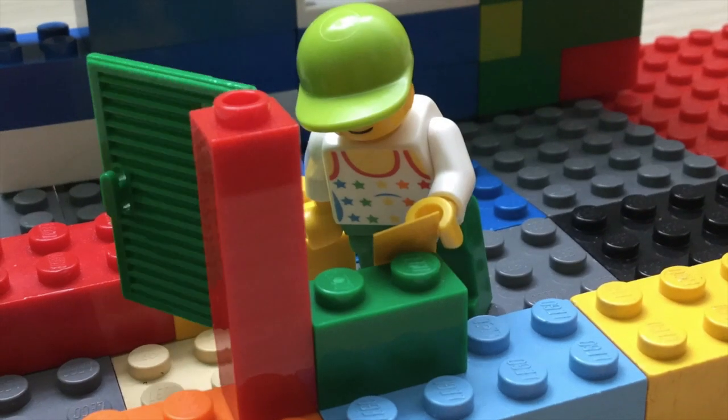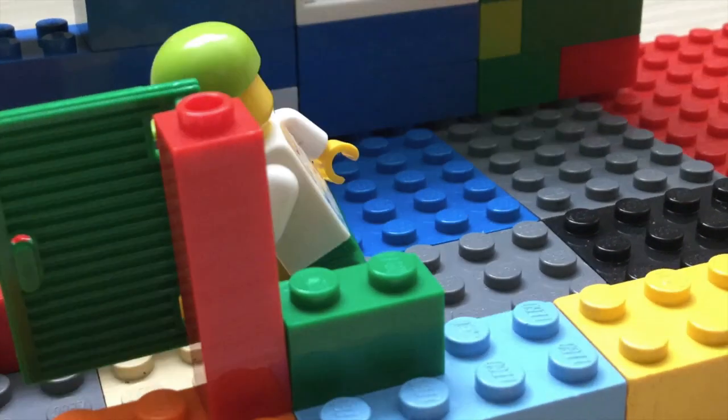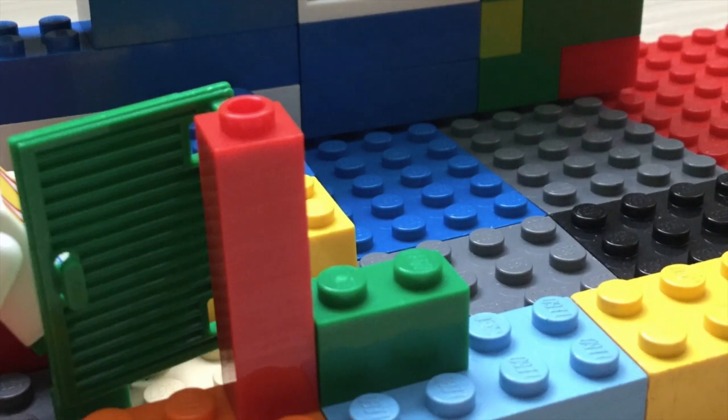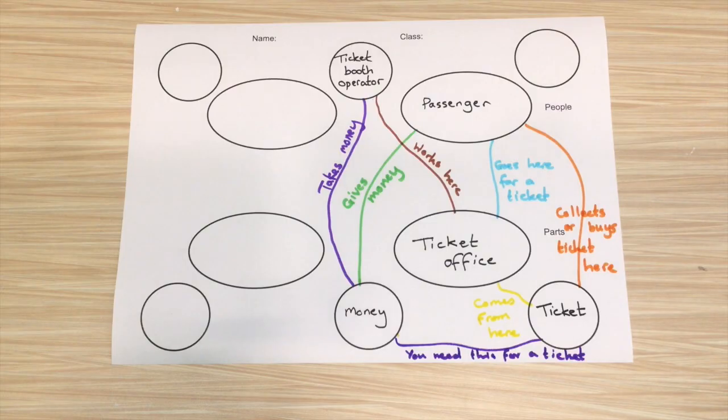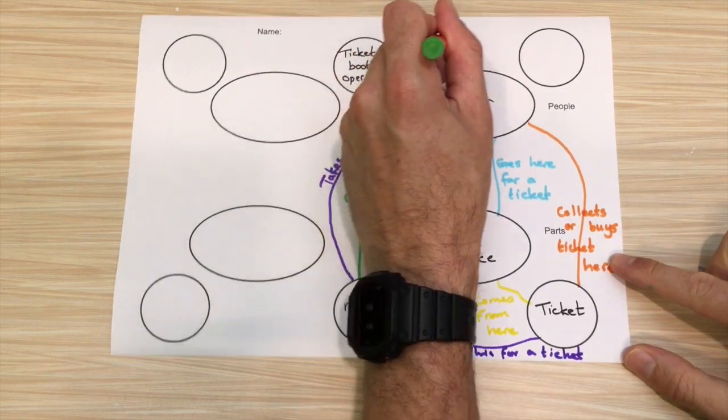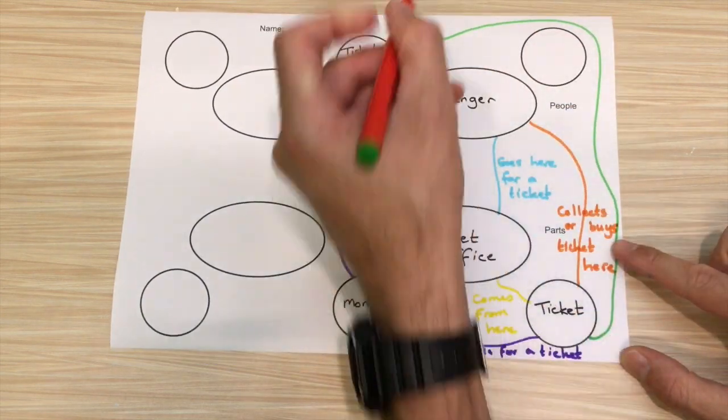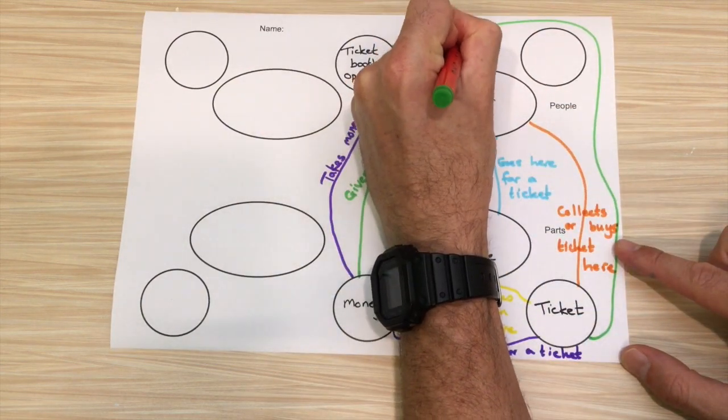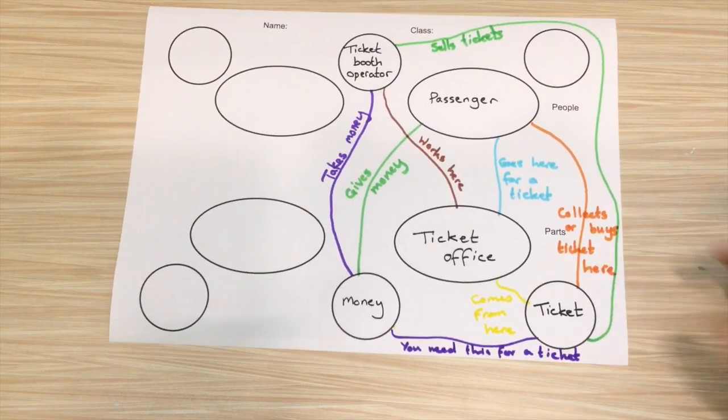So what happens next? Beep! You scan your card, the gate opens, and you walk through. So I wonder, any parts, any people there? What was the thing they beeped? The ticket. The ticket booth operator gives them the ticket. Let's not forget that. If you forget any connections, you can go back and add them. Same with parts or people.